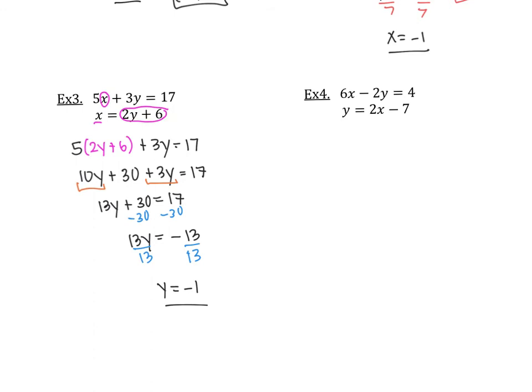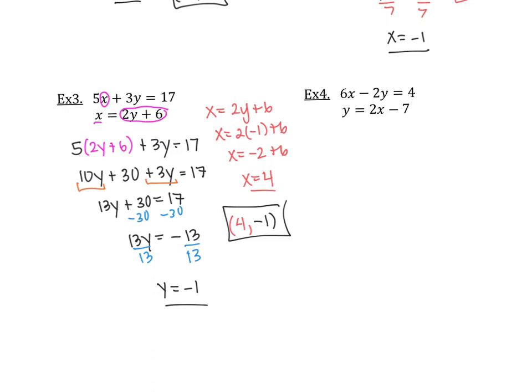Again, I can plug it into either equation for y. So I can plug it in here or here. Because I'm trying to find x, I'm going to plug it in the x equals equation. But you could do it in the other one, you'll get the same answer. 2 times y plus 6. Then remember to write your answer as an ordered pair. The x value goes first, the y value goes second.